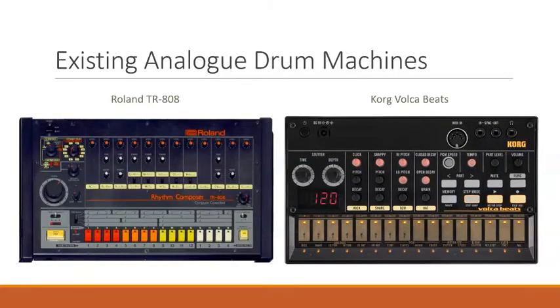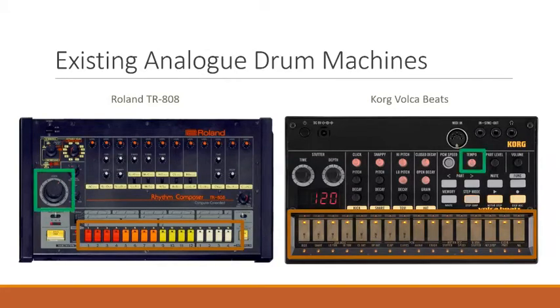Here are a couple of examples of existing analog drum machines. There are common features that you'll see in many drum machines, such as the row of 16 sequencer buttons used for programming rhythms, a tempo control to change the speed of the pattern being played, and controls for modifying different qualities of the sounds produced. These real-time sound changes you can make are a big part of the appeal of analog drum machines.